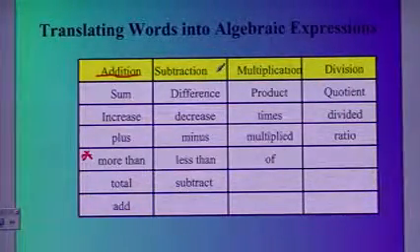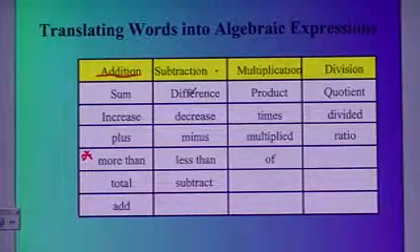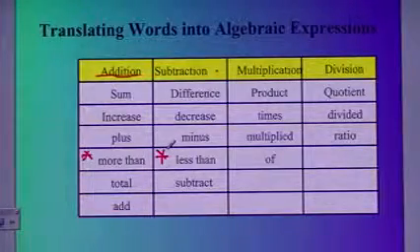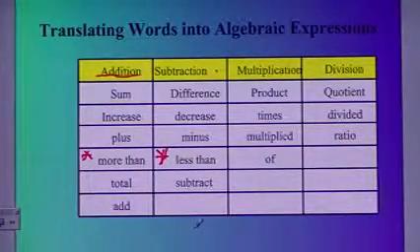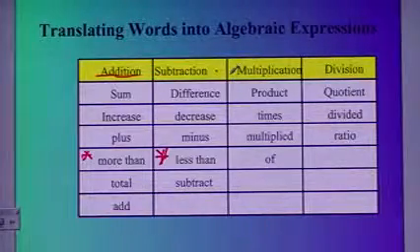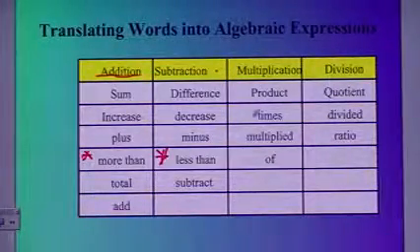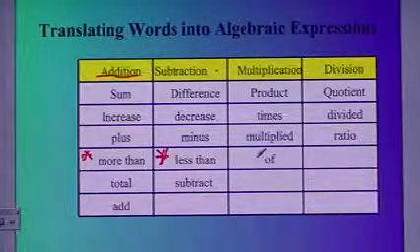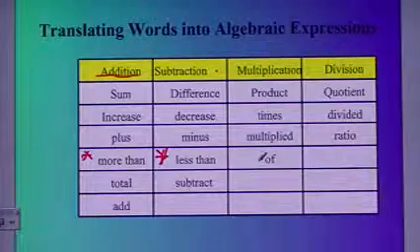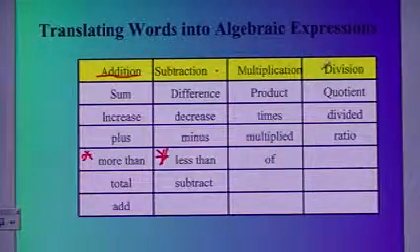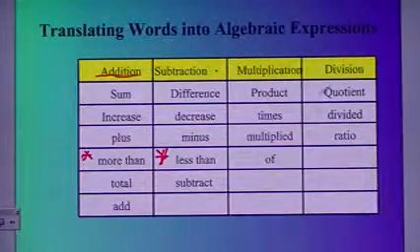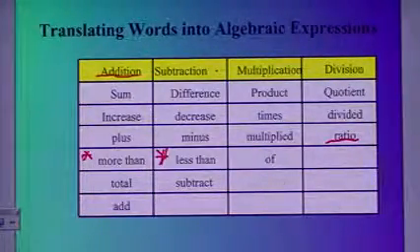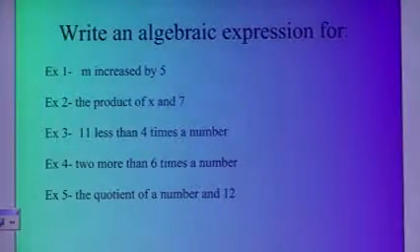The next column, all of these words mean subtract: difference, decrease, minus, less than. Now listen, less than has a trick just like more than, and I'll tell you what the trick is shortly. Okay, all of these words mean multiply in math: product, times, multiply, of. If you see 30% of a number, of means to multiply. All right, and then the last column, division, all of these words mean divide. Ratio means divide, okay? So now that we are familiar with those words, let's try some examples.